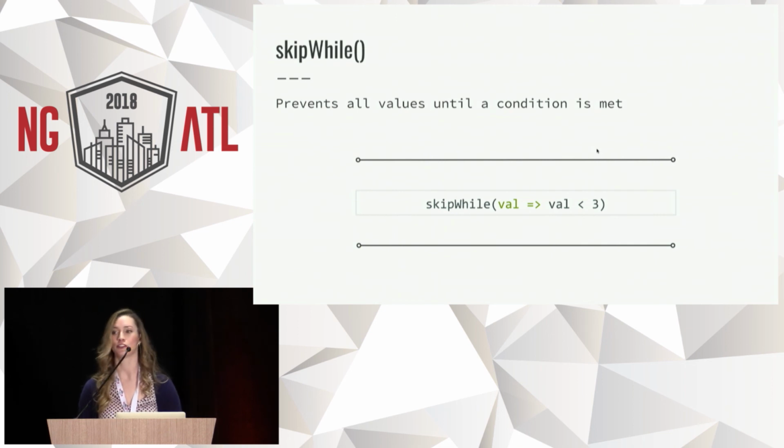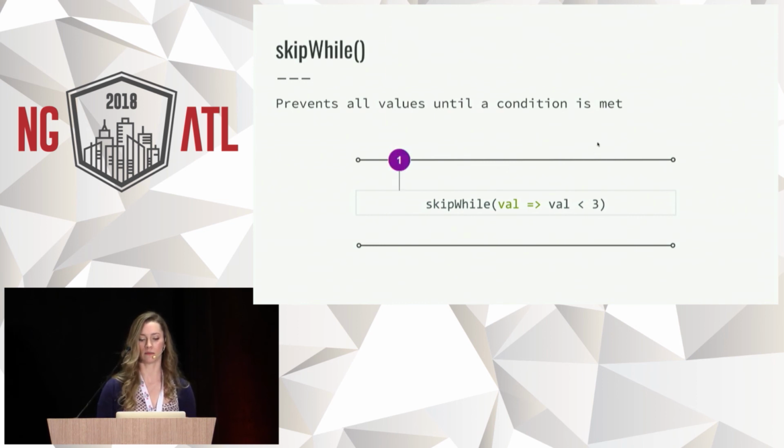skipWhile is another useful operator, and I really love using this in my applications because I like to use it when I'm waiting for a certain set of data to instantiate. It works like filter because it accepts a condition, but once that condition becomes false, it will no longer filter any of the values.